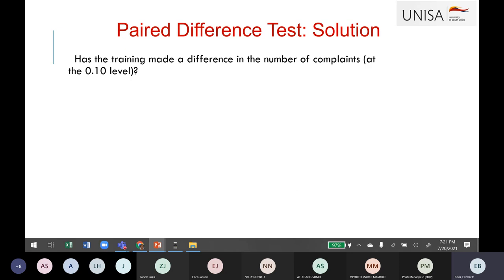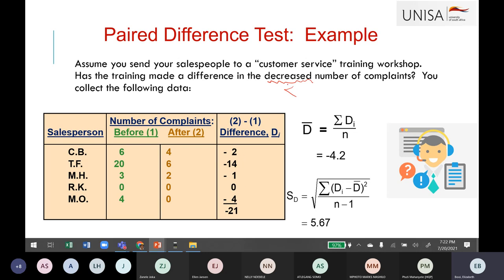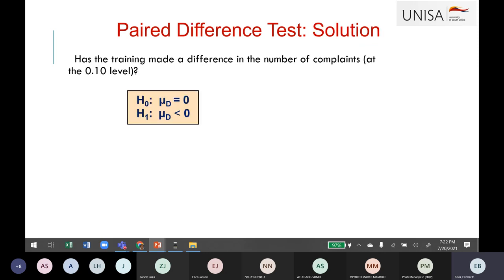Then now we can go and do our hypothesis testing. So we know that we need to check if there is a difference in the decreased number of complaints at alpha 0.10. State the null hypothesis and alternative. Remember, it said there is a decrease, it was less than, so it means in our alternative hypothesis, we can state that the population mean difference is less than zero. Step number 2 was to state what you are given in order to assist you in knowing which one you are calculating, whether it is the t-test for the difference or is it the t-test for the independent.